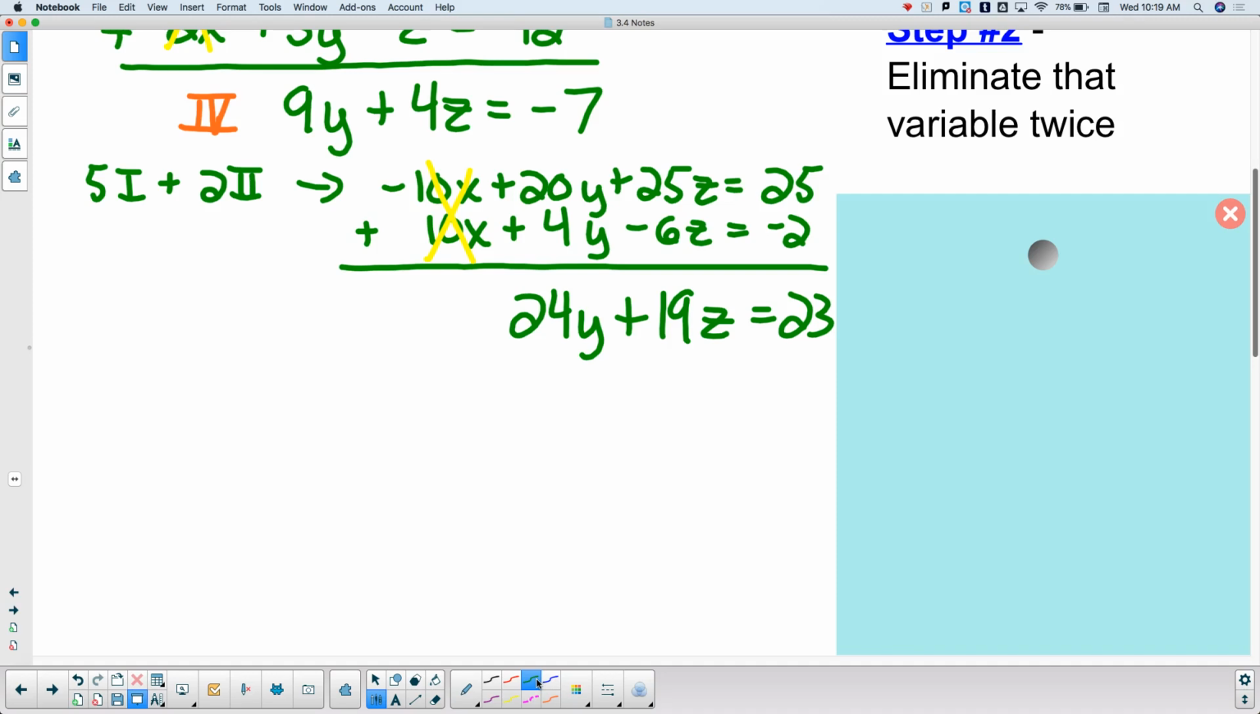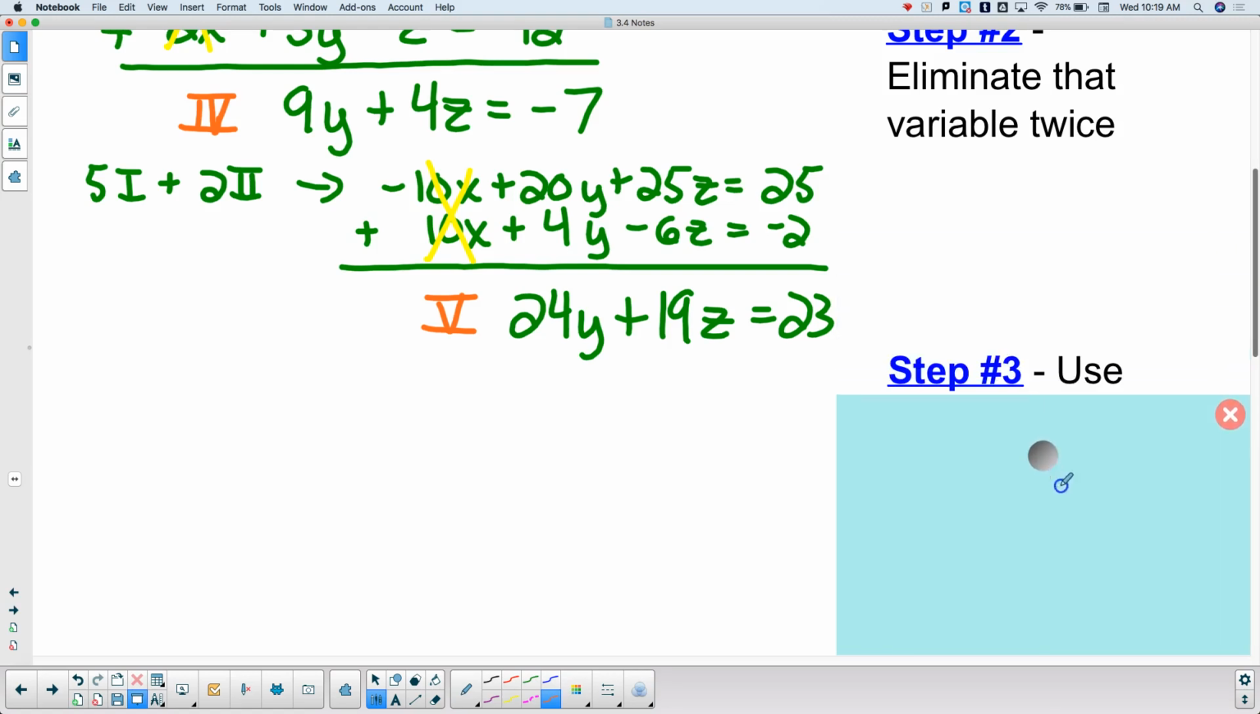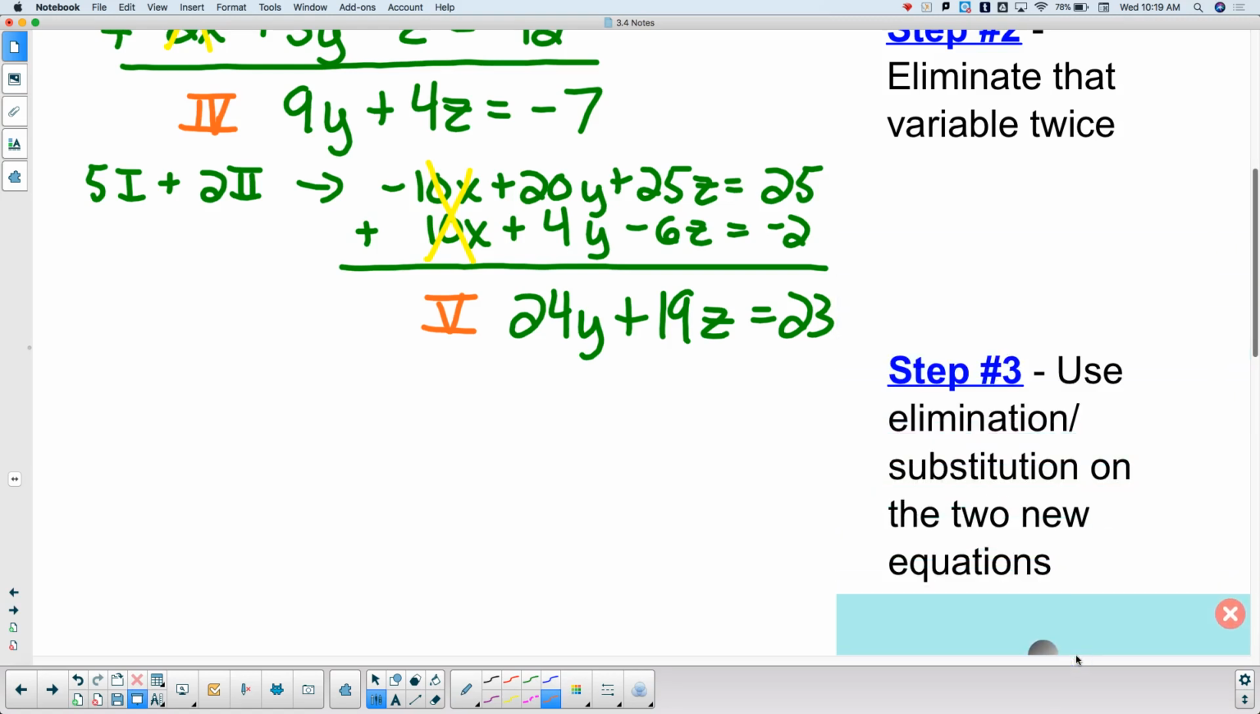And we're going to call that equation number 5. Because now what has to happen is step number 3, I'm going to have to use elimination or substitution or graphing on those two equations, on equations 4 and 5, to solve for y and z in this case, or to solve for the two variables that I have left over.